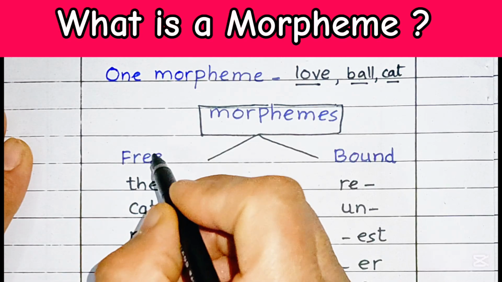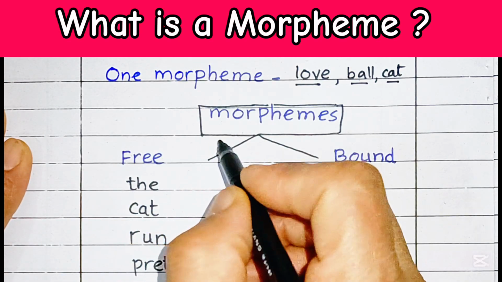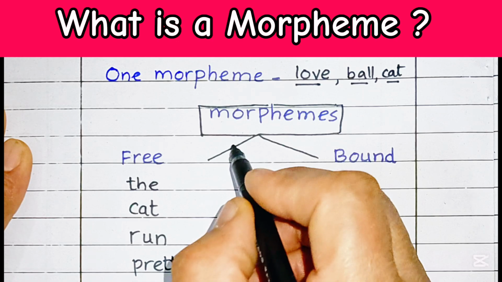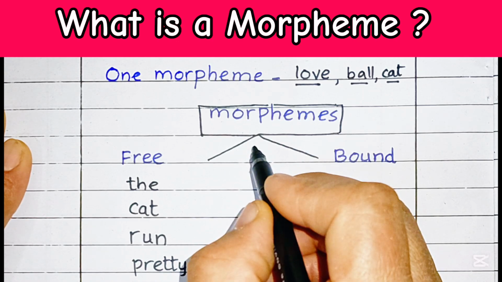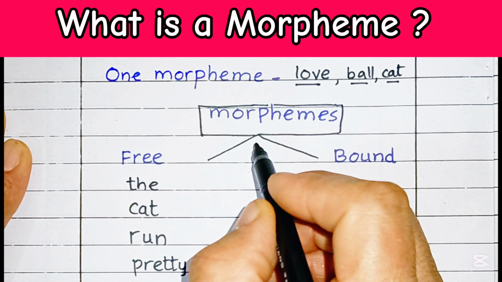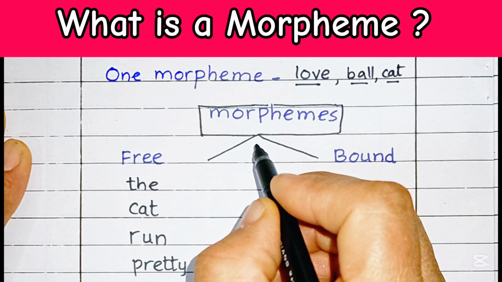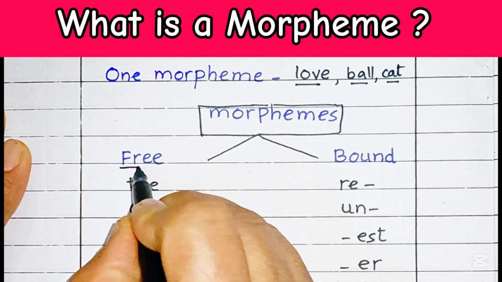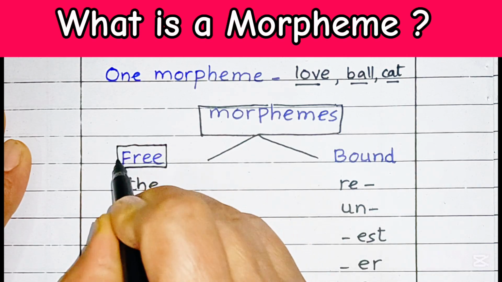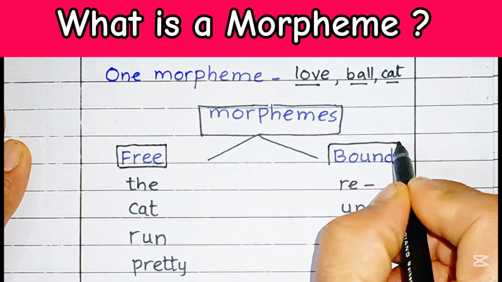Now, we define different kinds of morphemes based on various properties, like where they show up in words. All morphemes are either free or bound.